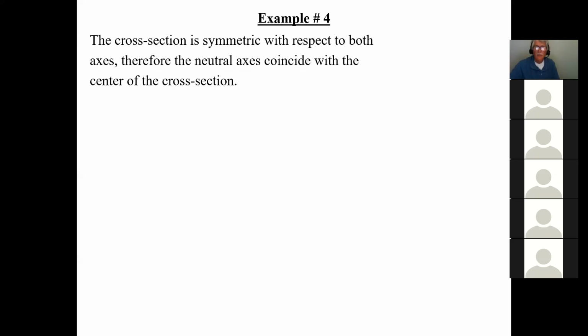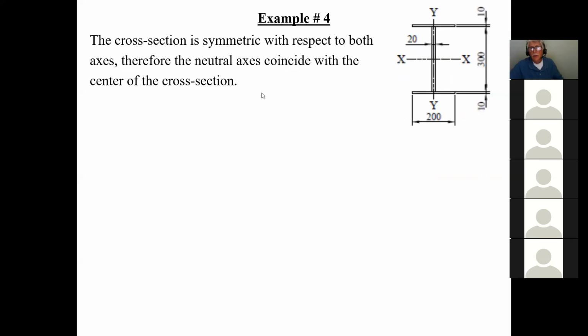Now, don't waste your time. For example, as soon as something is symmetric, I can guarantee you that the neutral axis is going to be right in the middle. So as soon as you find a line of symmetry, you found the neutral axis. Trust me, just to let you know.